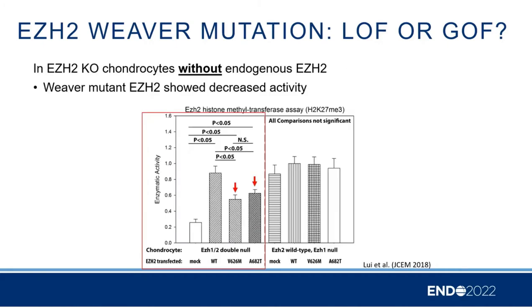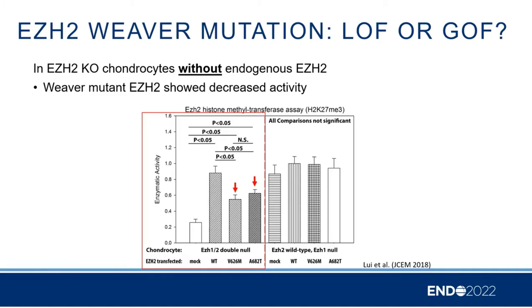And so when we study the Weaver mutation, we first look at it in the knockout chondrocyte that doesn't contain endogenous activity. In this setting, the Weaver mutation shows an activity that's somewhere between the mock transfection, which has no activity, and the wild type, which has 100% activity, let's say. And so that would suggest a partial loss of function, but not a complete loss.